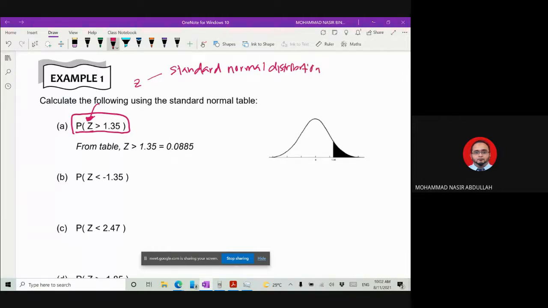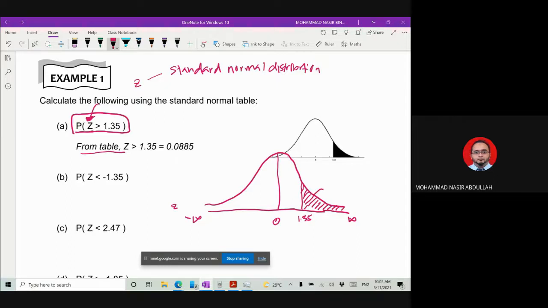So let's say Z is more than 1.35. Before we go to the table, let's say we need to draw a standard normal distribution. The standard normal distribution has a mean equal to 0, from negative infinity to infinity. So this is Z, right? 1.35 would lie on the right hand side, somewhere here. So we want to find this area.